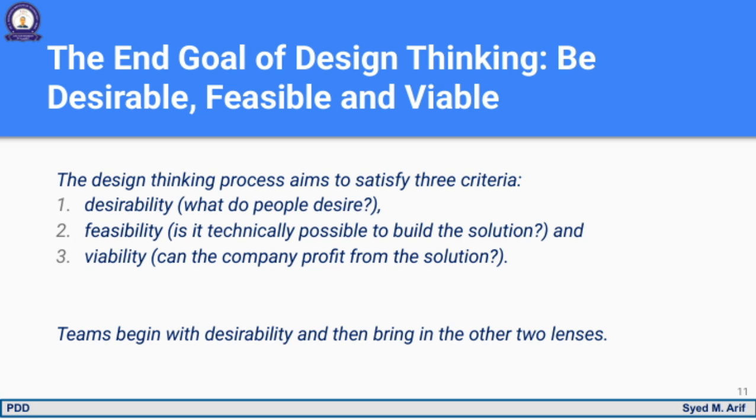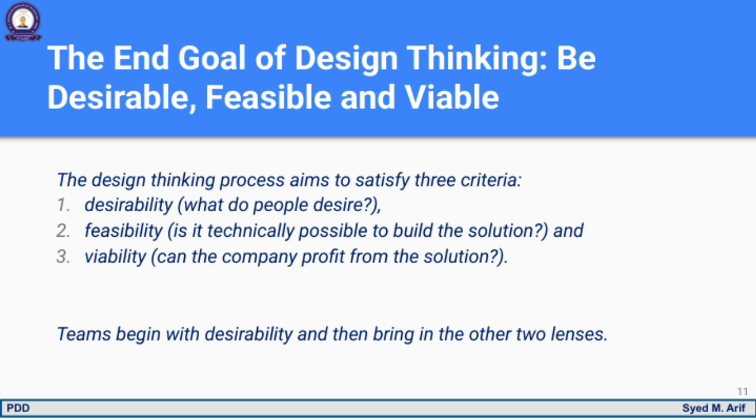Next, we have feasibility, which asks whether it's technically possible to build the solution. This involves considering the technology and resources available. And finally, viability. This is about ensuring that the solution can actually make a profit for the company and be sustainable in the long run.